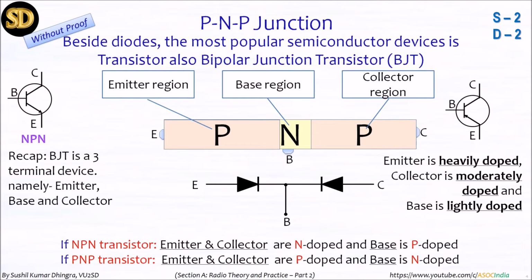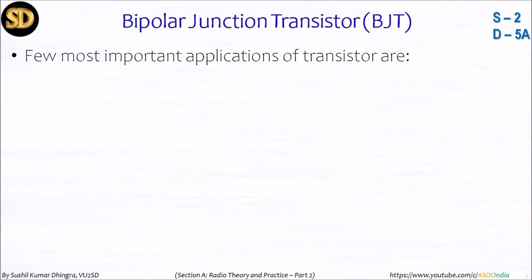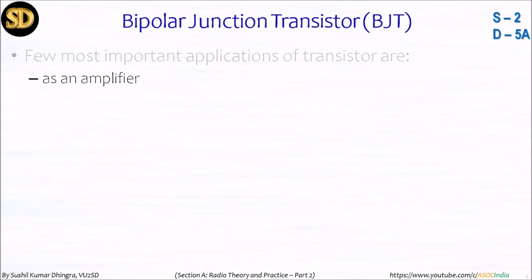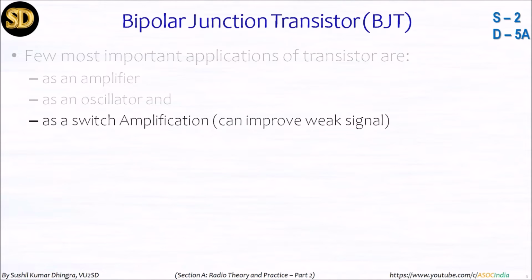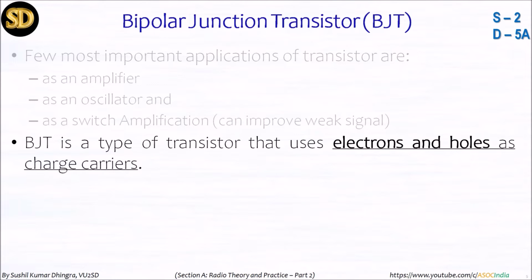So continue here. A few most important applications of transistors are mainly as an amplifier, to increase the strength of a signal, maybe voltage or current, to a higher level, a better level. As an oscillator, oscillator means to generate a frequency for various kinds of circuits. It is needed as a pulse circuit. As a switch application, it can work as a switch or in gates or in digital circuits, and it can also improve weak signals.